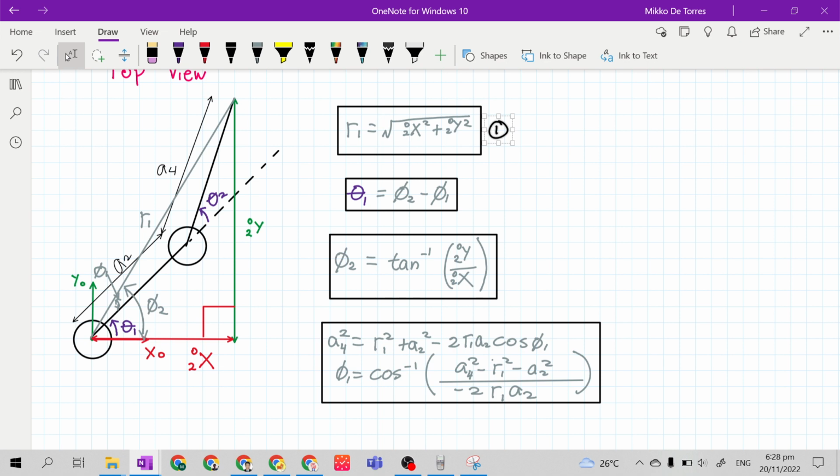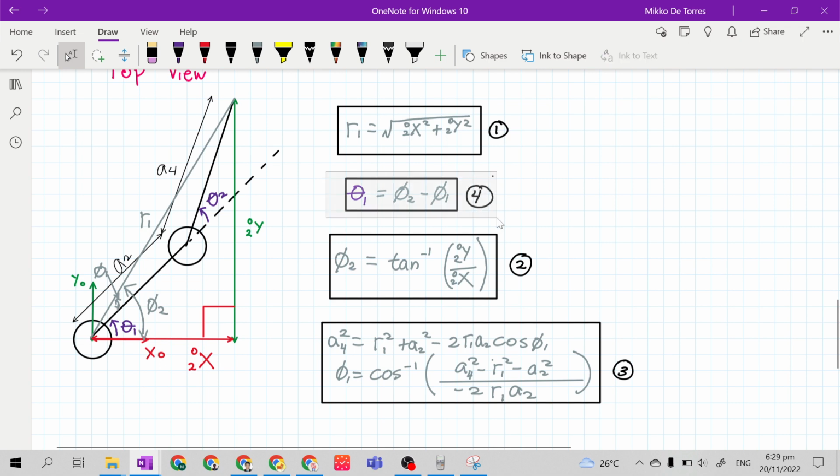The r sub 1 equals the Pythagorean theorem. The number 2 is the tangent formula. Then after the tangent formula is the cosine formula, so that you could get the phi2 and phi1. So you can subtract them to each other and you can get the theta 1. So now you have theta 1 using this equation or solution.